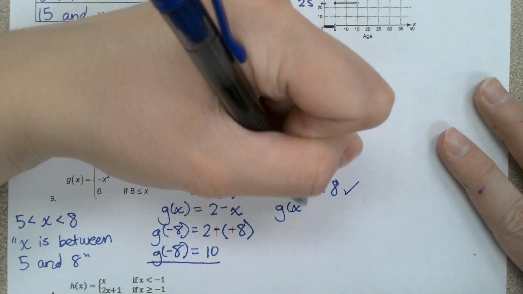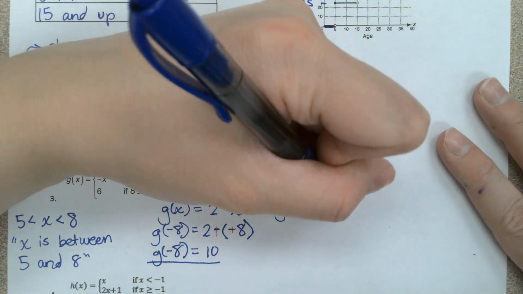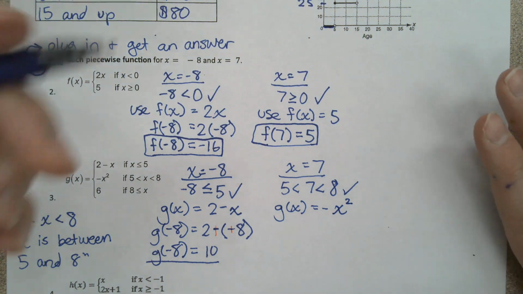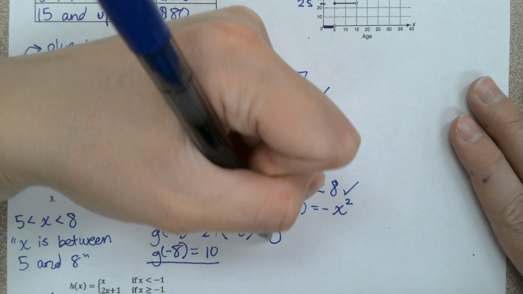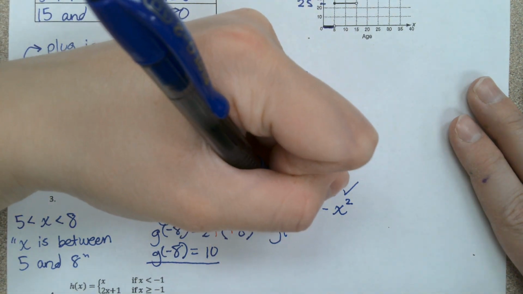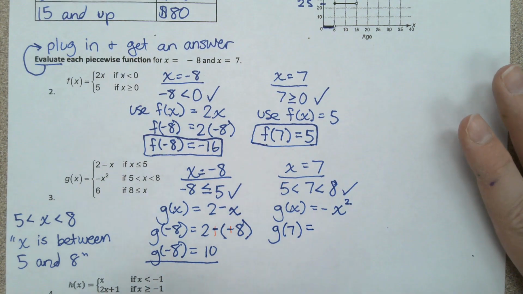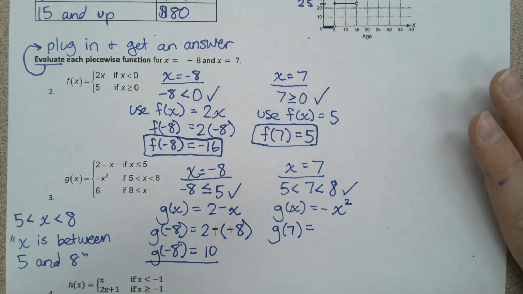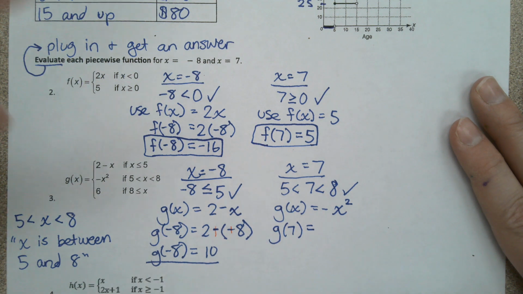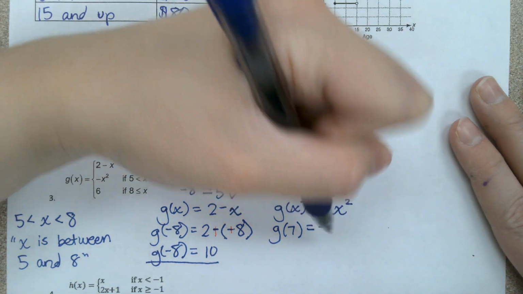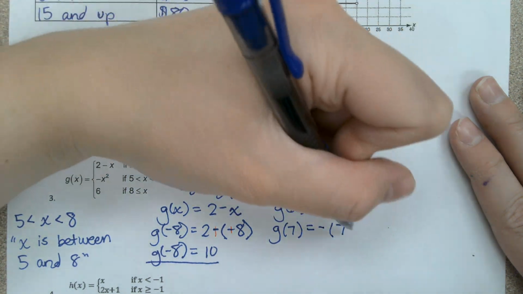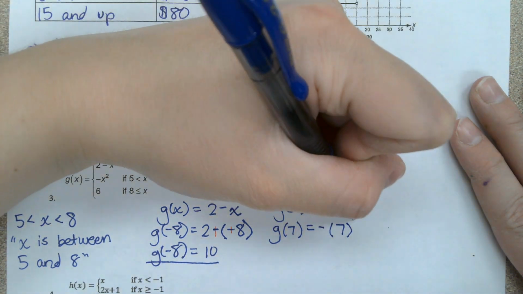G of x equals negative x squared. This one you have to be extra careful on. I'm going to show you a very common mistake that can be made here. G of 7 equals, I'm going to show you the right way first, then I'll show you the mistake. This 7 goes just in for x. So I'm going to write the negative first, use a parenthesis here, 7, close the parenthesis, then the square.